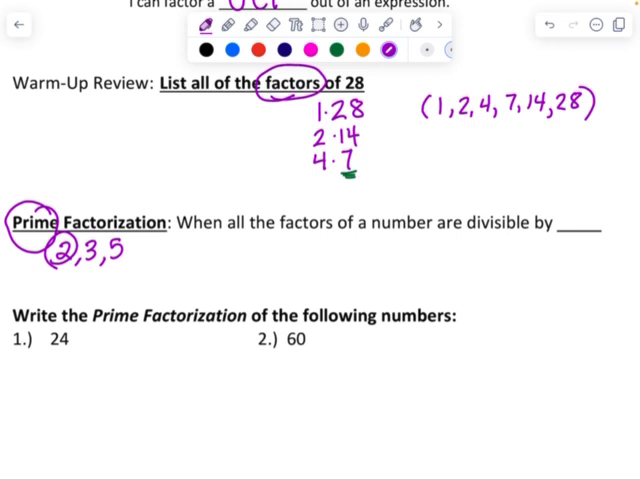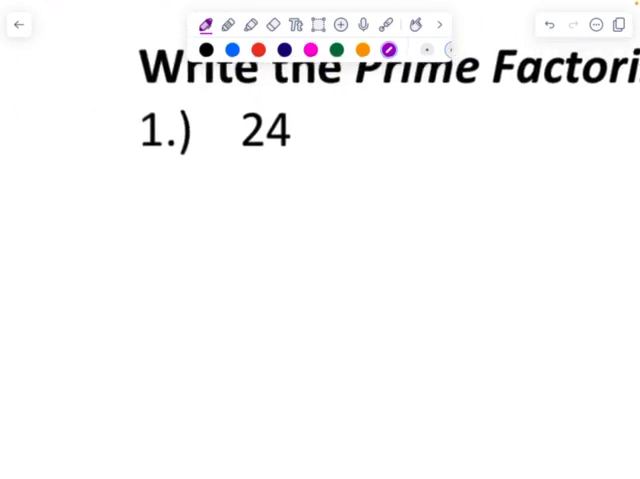We've heard that word, I'm sure, in the past, but just to revisit what it means. When we talk about prime factorization, we talk about when all of the factors of a number are divisible by only 1 and themselves. So at the very end of what you'll see, a prime factorization tree, all of the numbers should be prime numbers. So let's take a look at 24.